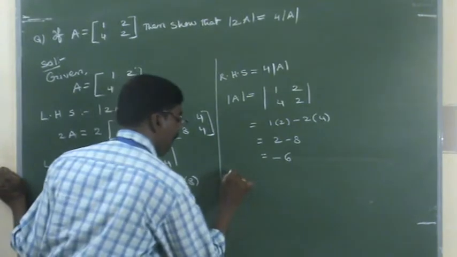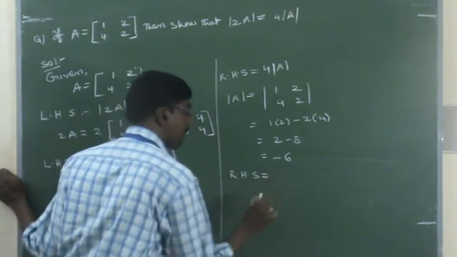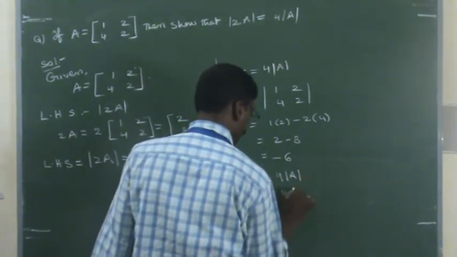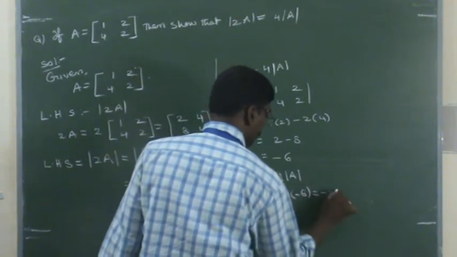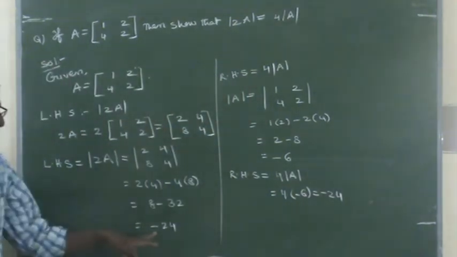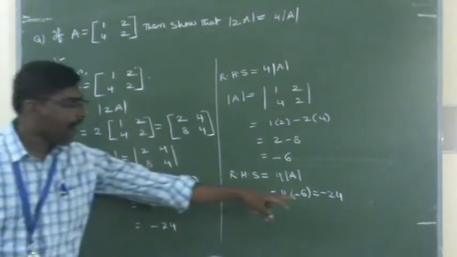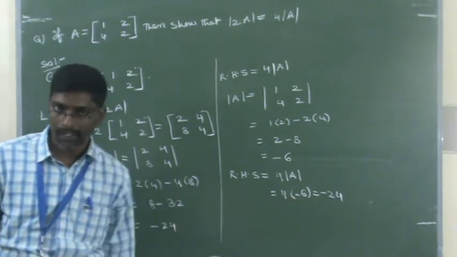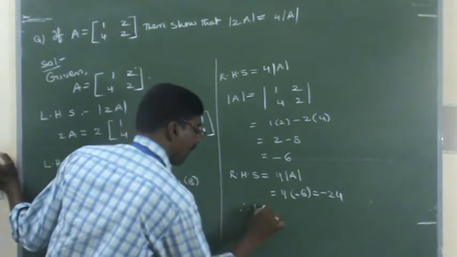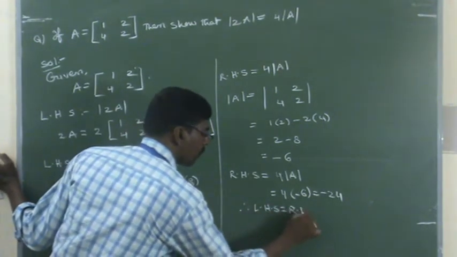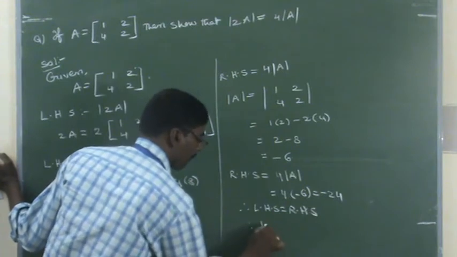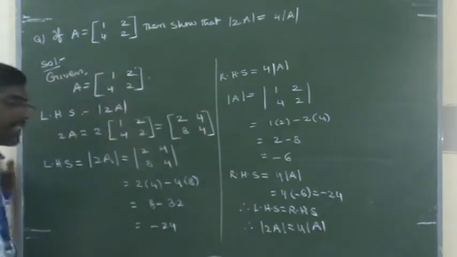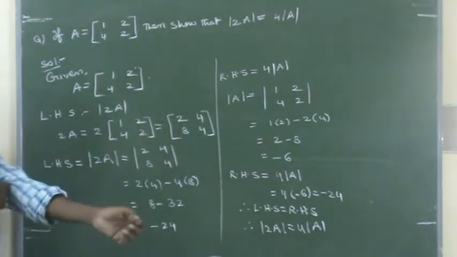What is the value of RHS? The value of RHS is equal to 4 into determinant of A, that is 4 into minus 6, which equals minus 24. See that the LHS value is also minus 24, and the RHS value is also minus 24. Therefore, LHS and RHS are both equal. Therefore, determinant of 2A equals 4 times determinant of A. Hence it is proved.